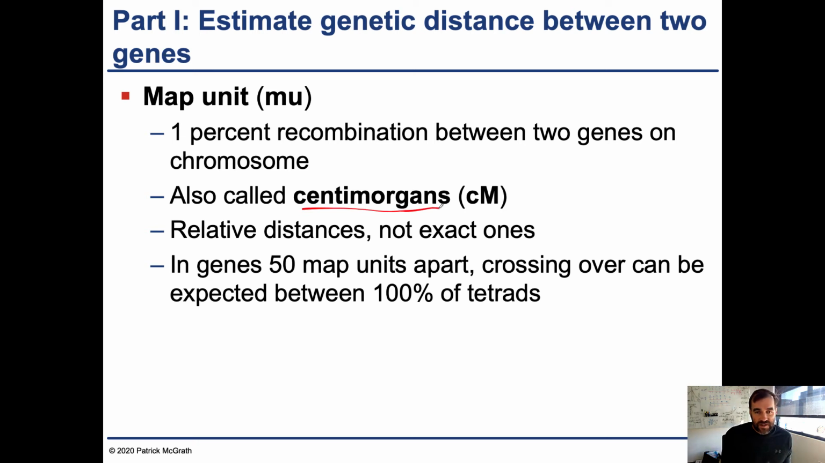So centimorgans is another unit of measure for map distance. And so it's defined as 1% recombination between two genes on a chromosome. So how often you see recombinant gametes. So these are relative distances, not exact distances. And then in genes that are 50 map units apart, crossing over can be expected between 100% of the tetrads. And so what that means is that it acts the same way as a dihybrid cross, where you have 25% of each of the possible gametes.